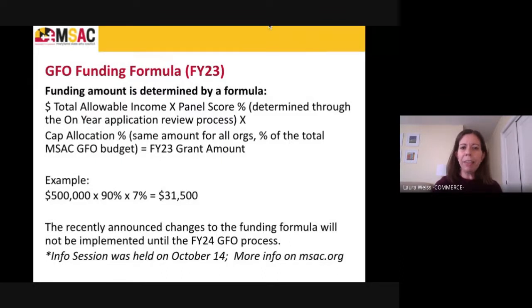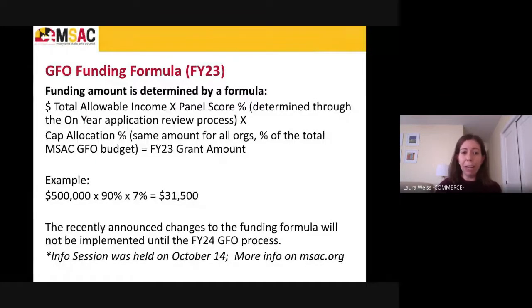So looking at the GFO funding formula for FY23, it's important to note that there's no changes to the funding formula for FY23. You probably have heard by now that we have announced the changes to the funding formula. That will take place starting in FY24. If you don't know about that announcement, or if you need more information about it, that was announced back in October. There was an info session that we hosted, and there's a link on our website to that information. And of course, Emily and I are happy to talk to you about that as well.